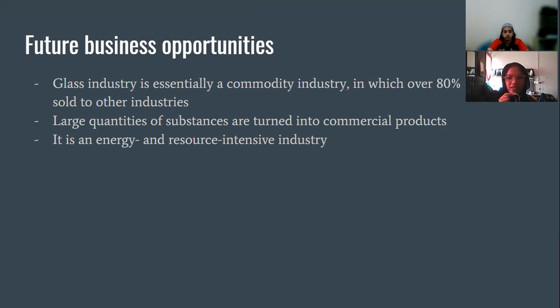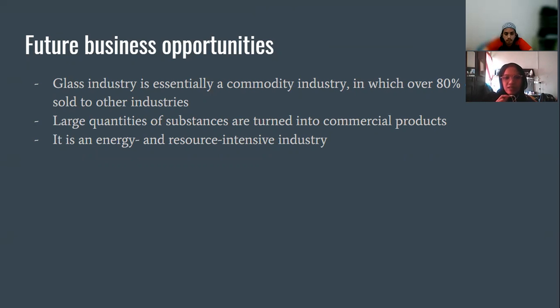Ways of adding value to high volume products have been developed to ensure the industry remains competitive. Glass manufacturing is a high volume process during which large quantities of substances are turned into commercial products, consuming large amounts of non-renewable resources and energy in the process, thermal fuels and electrical power.